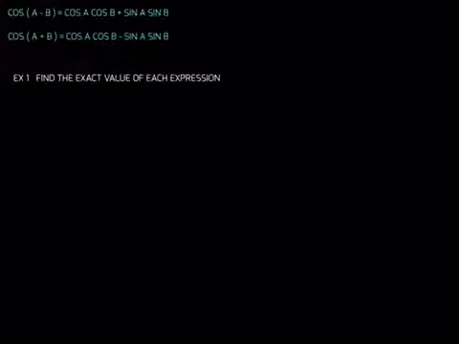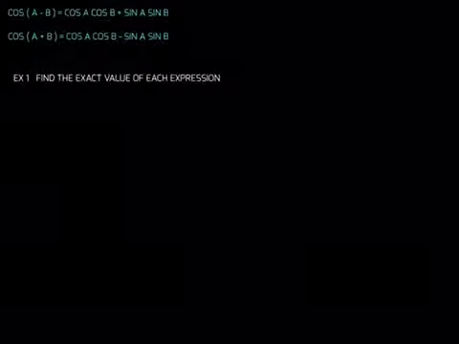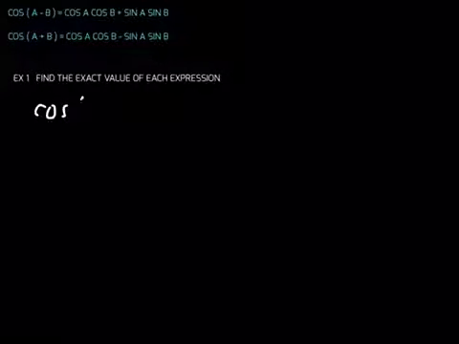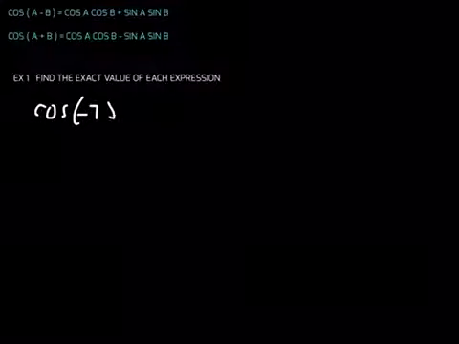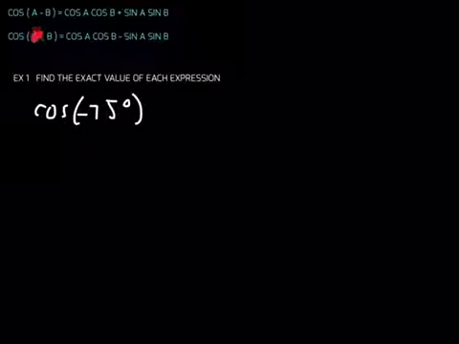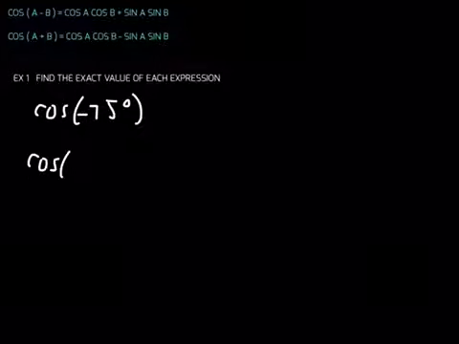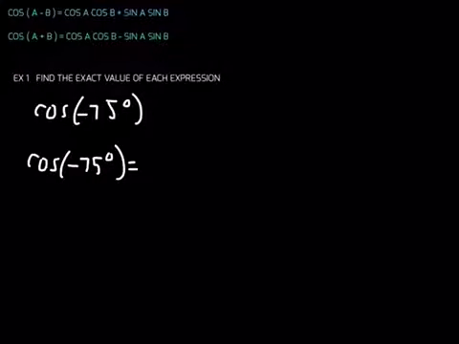Here's example number 1, okay? Find the exact value of each expression. So the first thing we're going to try to find is the value of cosine of negative 75 degrees. Okay, now, if we're going to use one of our identities for this expression, that means we have to try to rewrite this argument as either a sum or a difference. Okay, so let's see. I think I can write it as a difference. So cosine of negative 75 degrees is equivalent to cosine of, let's see, what can I do here? What we can do is negative 45 degrees, right?